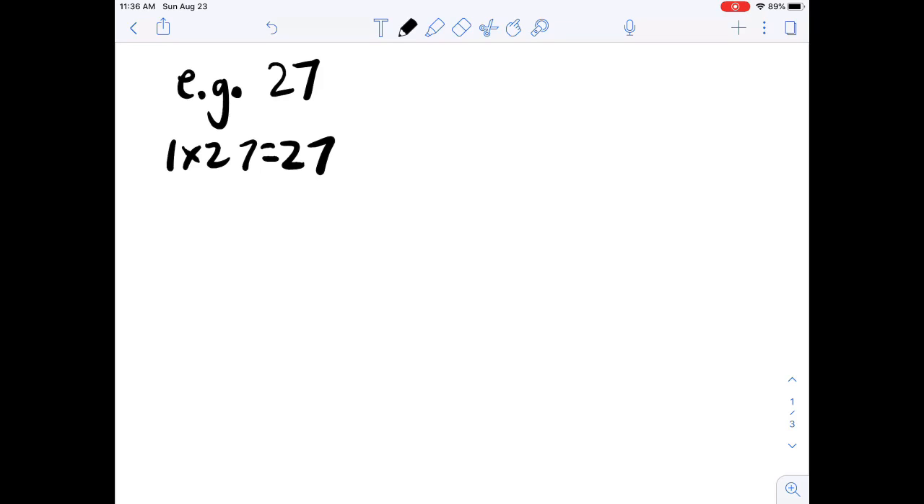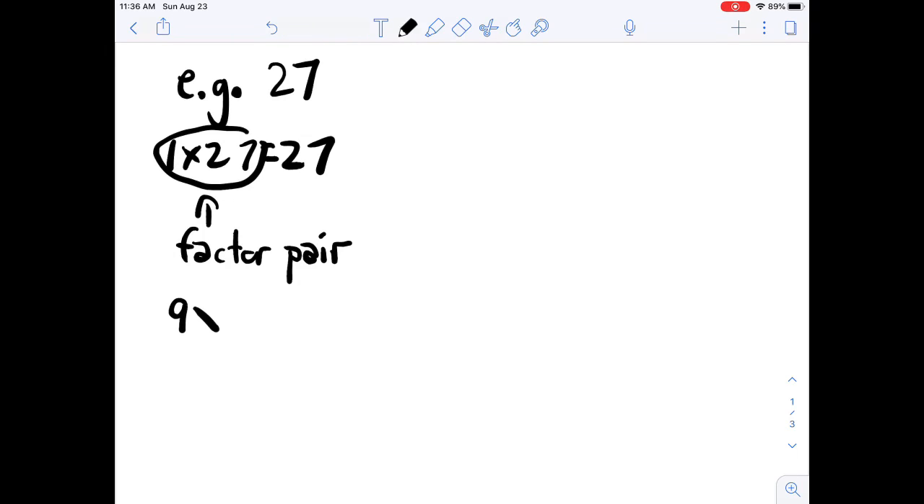We already know that 1 times 27 equals 27. We can also call this a factor pair. But this is a composite number, so there needs to be another factor pair here. In this case, it's only one more factor pair, and that is 9 times 3 equals 27. So this is another factor pair.